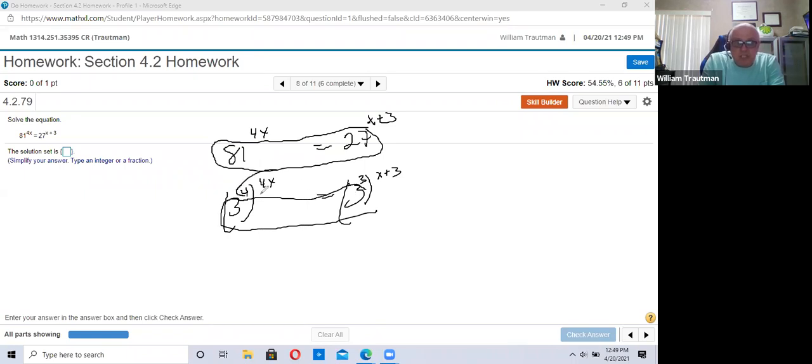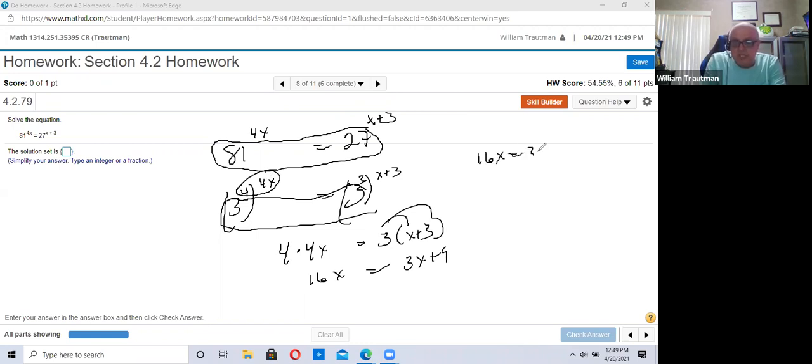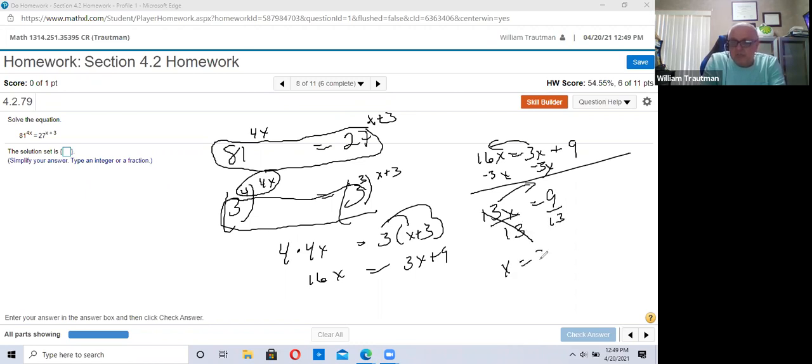So now I have these two, 4 times 4x. I'm going to put it down here. 4 times 4x equals 3 times x plus 3. 4 times 4x is 16x. Here I have to distribute 3x plus 9. So I have 16x equals 3x plus 9. Get the 3x to the other side by subtracting 3x. Now take the 13 to the other side by dividing. We're just solving here. And x equals 9 over 13.